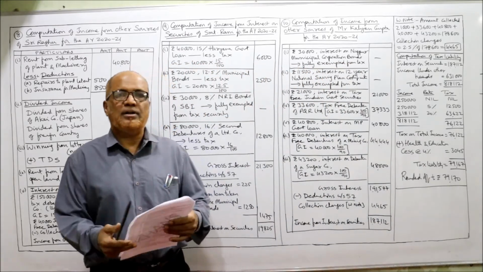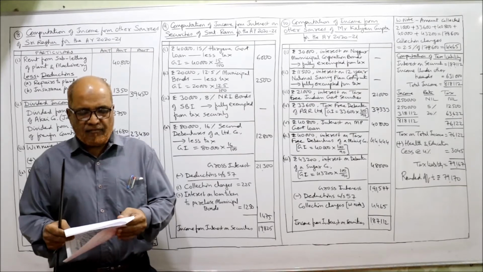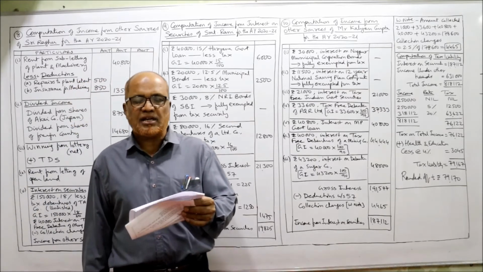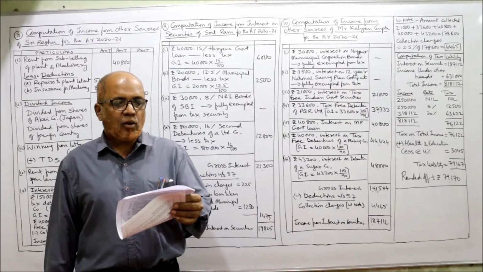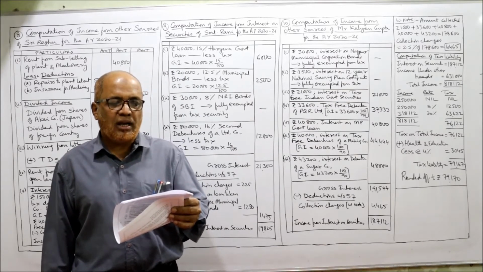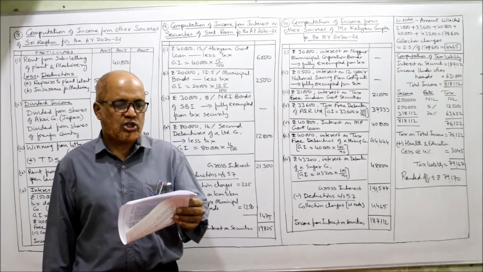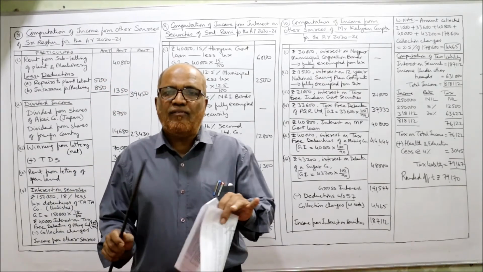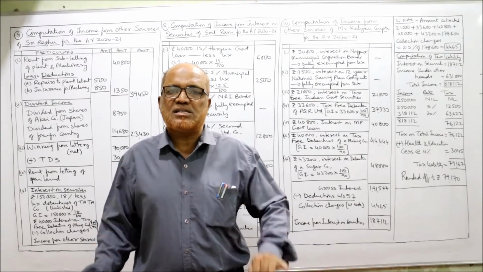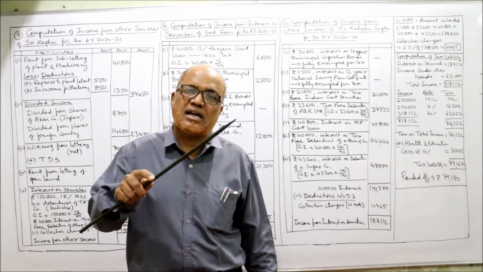Now see problem number 10. The following are the incomes received by Mr. Kalyan Gupta during the previous year. Here rupees 30,000 interest on Nagpur Municipal Corporation bond. One new point in this problem is that security value is not given and rate of interest is not given, but directly the interest amount is given.